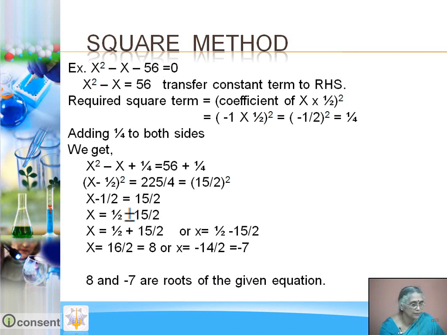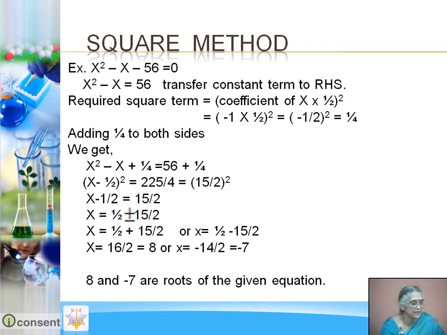So taking square root of both sides, you can write x minus 1 upon 2 is equal to plus or minus 15 upon 2. Therefore, x is equal to 1 upon 2 plus or minus 15 by 2. When you simplify this, you can write x is equal to 16 by 2, which is equal to 8, and x is equal to minus 14 upon 2, which is equal to minus 7. So 8 and minus 7 are roots of the given equation.